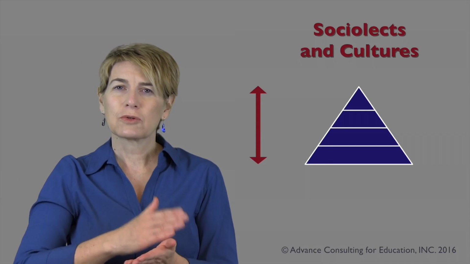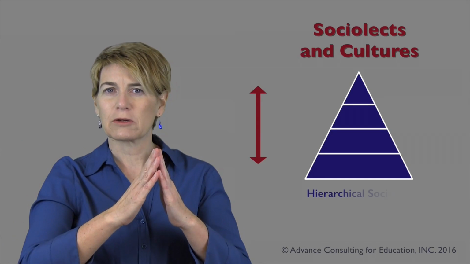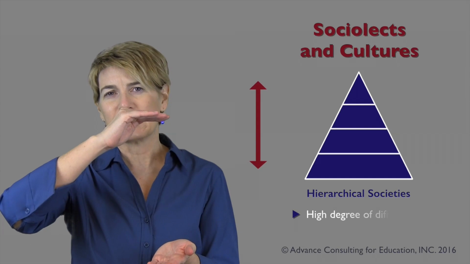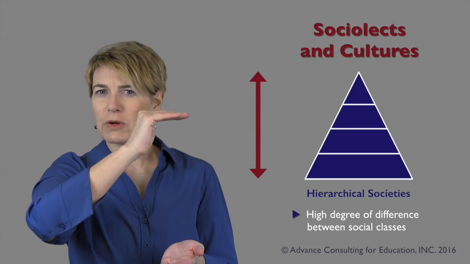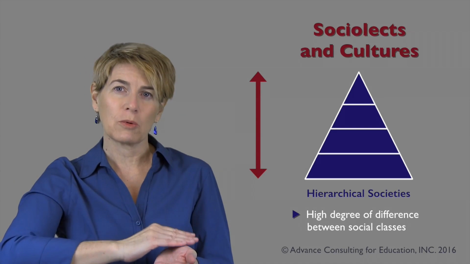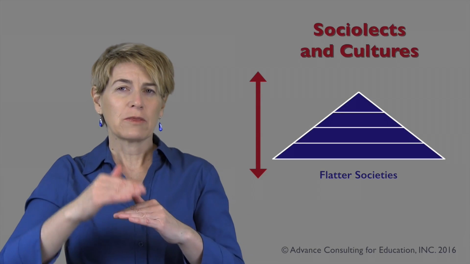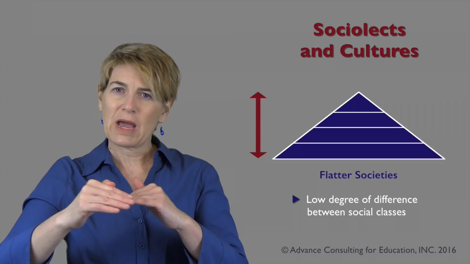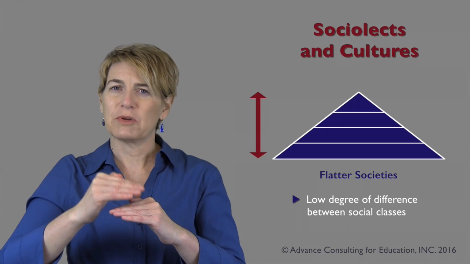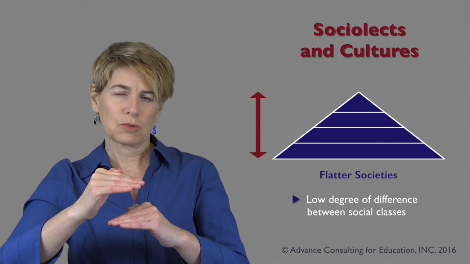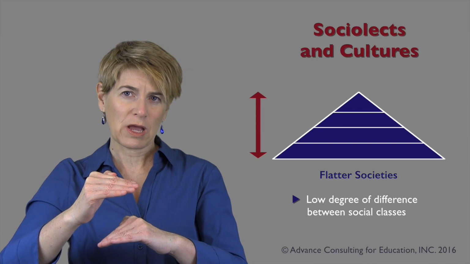So if a culture is very stratified or very hierarchical, it has a lot of difference between people in the very high classes and people in the lower classes. If a society is flatter, then there's less of a difference in terms of power and prestige and everything between people in the higher social classes and people in the lower social classes.